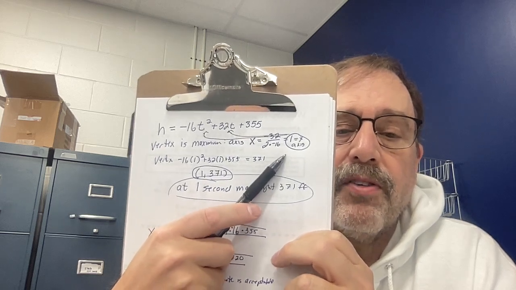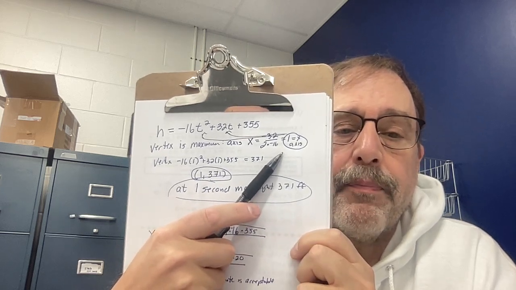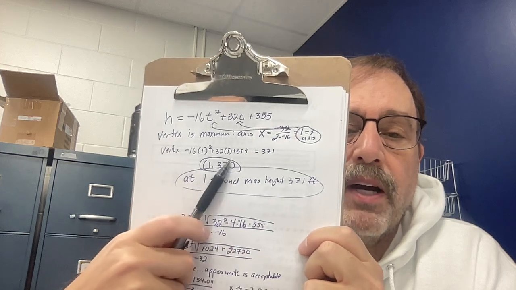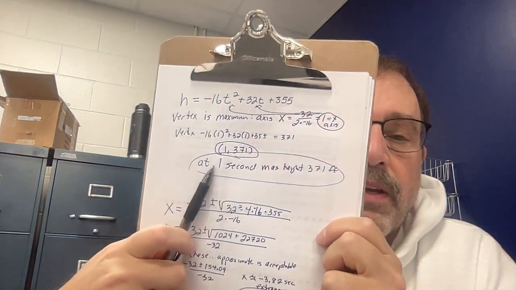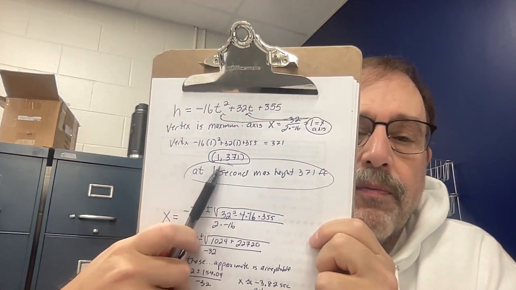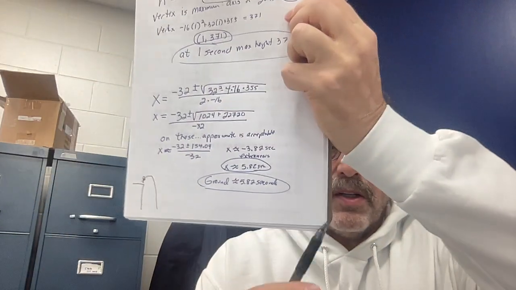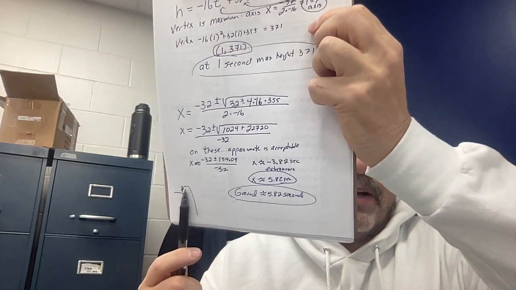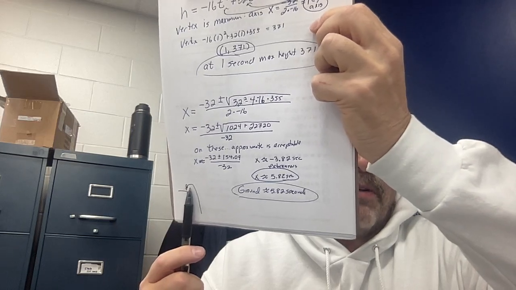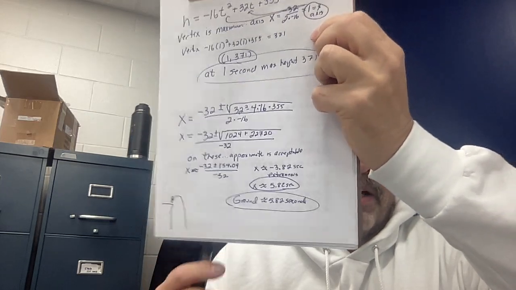You can stop this and see that I calculated it to be 1. Then do the table, and we find the vertex. And this means at 1 second, the maximum height was 371 feet. So this was 1 second away, and it was 371 feet. Now we're going to find out when it hits the ground.